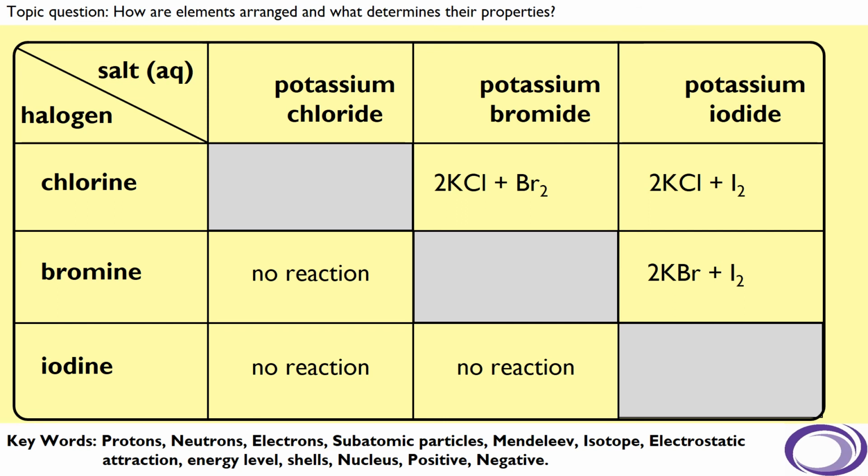So as we saw in the video, chlorine displaced the bromine from potassium bromide and displaced the iodide from potassium iodide. However, when bromine was placed in potassium chloride, there was no reaction because chlorine is more reactive than bromine.